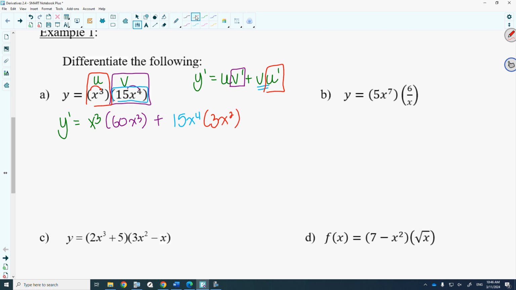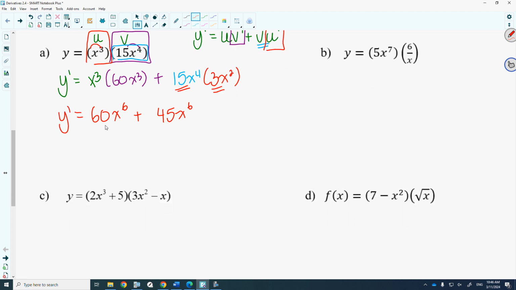Okay, let's clean this up. Y prime is equal to, we'd have 60, add your exponents, x to the 6, plus 15 times 3 is 45, x, add your exponents, to the 6. These would be like terms, so I could add the numerical coefficients in front. 60 and 45 would give you 145 x to the 6. Sorry, 105 x to the 6. And that would be the derivative.